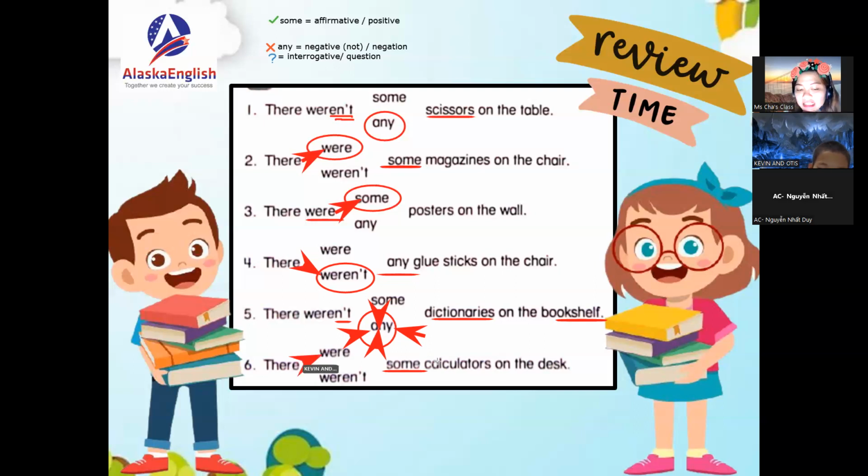Can you read your sentence? There were some calculators on the desk. All right. Okay. So how about this one?